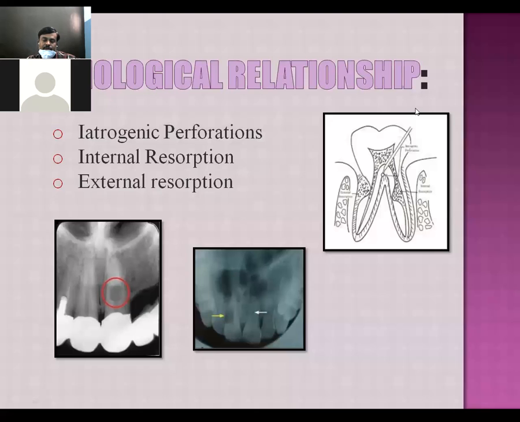That is lateral perforation. Whenever you prepare in excess, you go beyond and create a perforation around the lateral root surfaces. Those perforations act as a communication between the endodontic tissues and periodontal tissues. And there will be an external resorption or internal resorption.